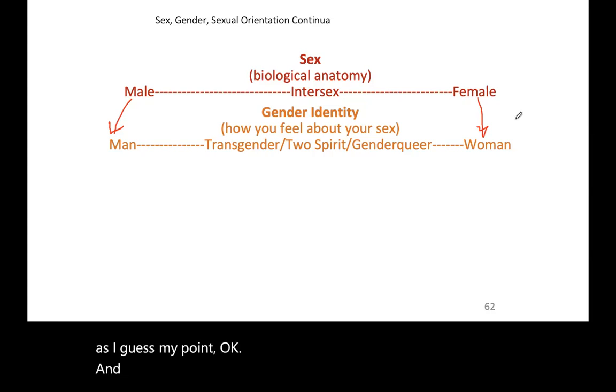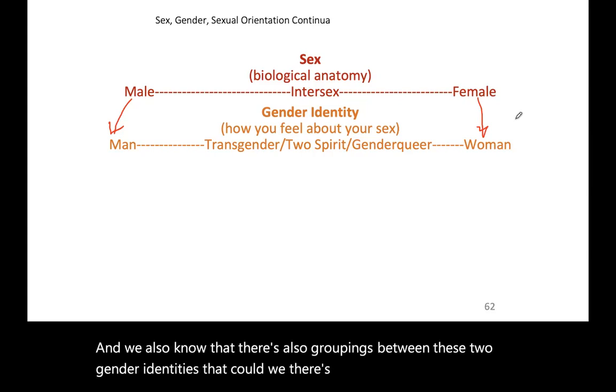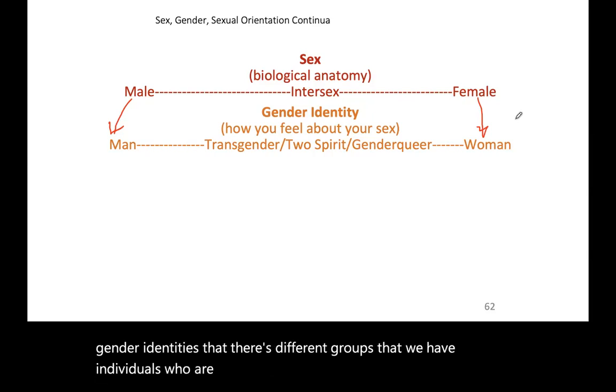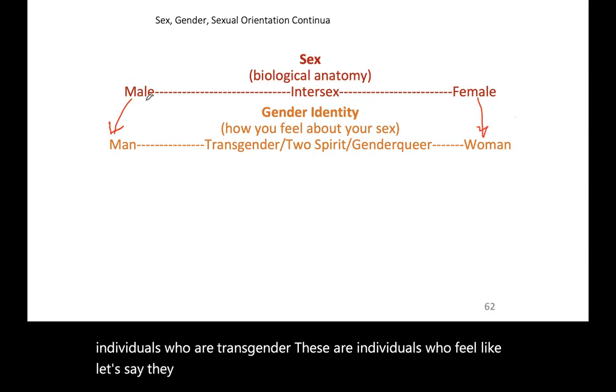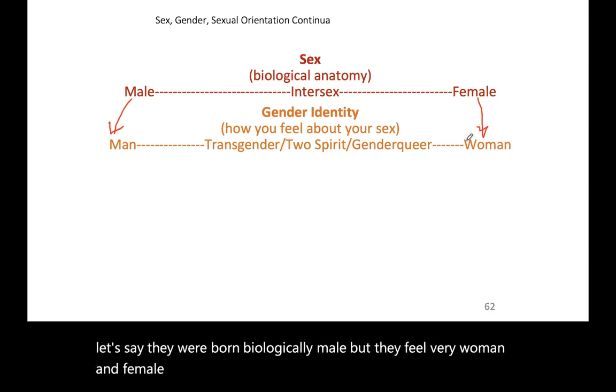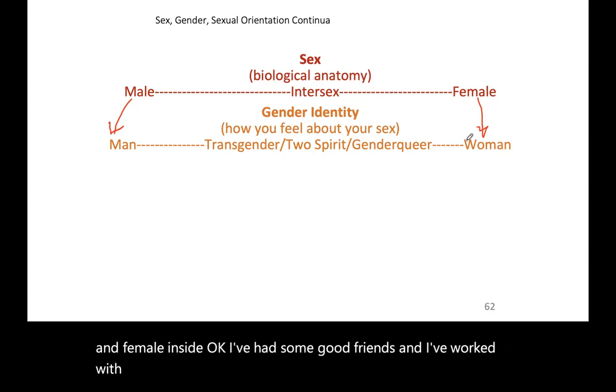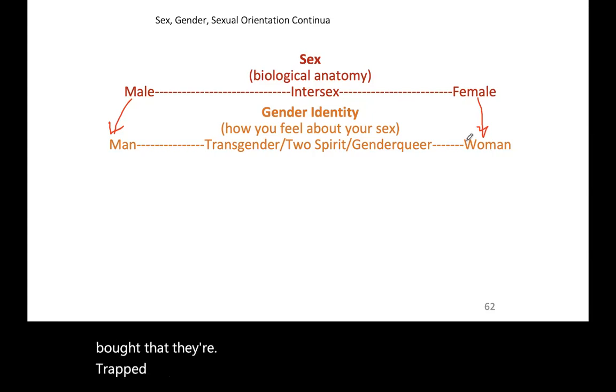And we also know that there are groupings between these two gender identities, that there are different groups. So we have individuals who are transgender. These are individuals who, let's say they were born biologically male, but they feel very woman and female inside. Okay. I've had some good friends and I've worked with some transgendered people, and they all explain it like that they're trapped inside the wrong body, is the way it's often been described.